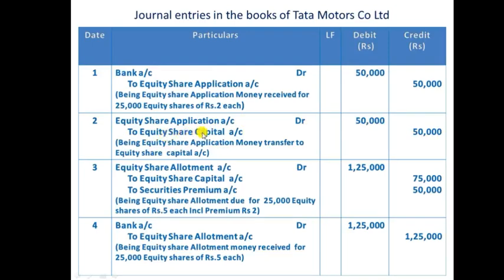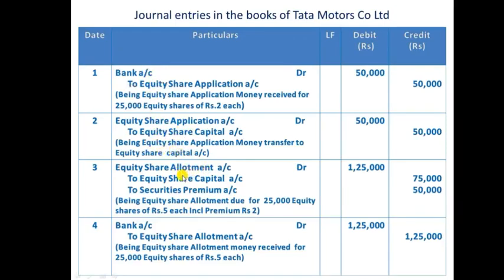Here equity share capital is credited because when capital increases in the business we need to credit it, according to the American approach. So, being equity share application money transferred to equity share capital account. The company received application money through the bank, and after receiving it, transferred it to the equity share capital account. After the transfer, the company will send an intimation to the shareholders to pay the second installment.